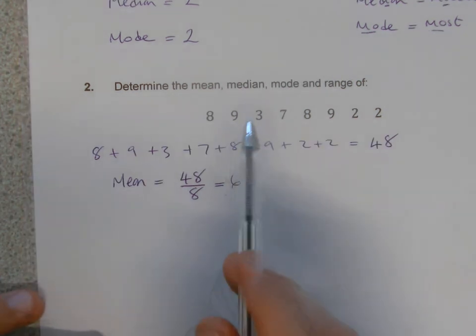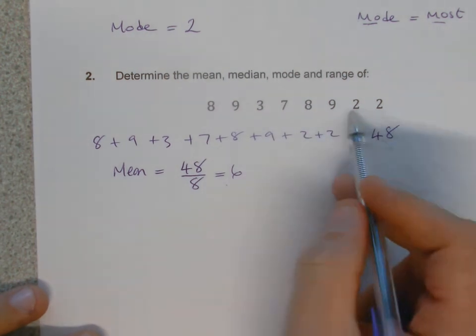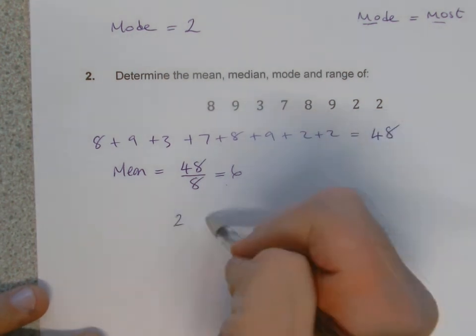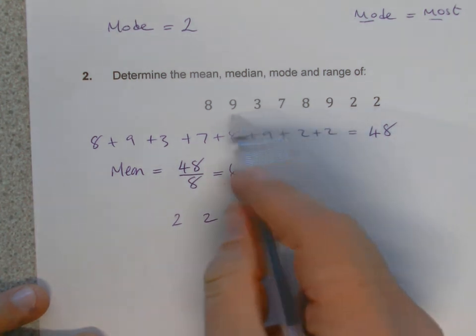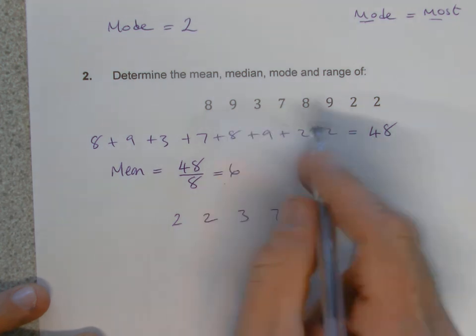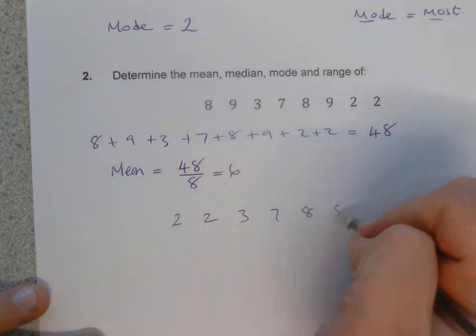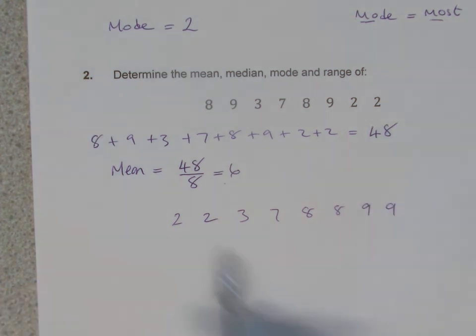A different type of average then is the median. So remember, we need to list them in order first. So we've got 2 and 2, then we've got 3, and then we've got 8. Oh, we've got a 7 actually before the 8. Then we've got 2 8s, and then we've got 2 9s. So we've got our values there in order, in ascending order.